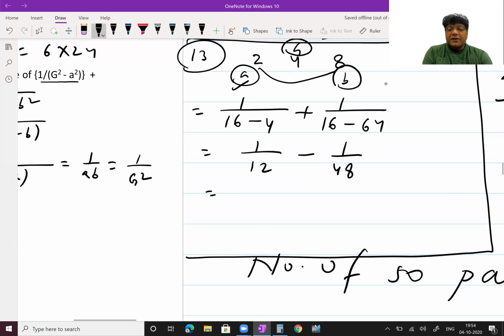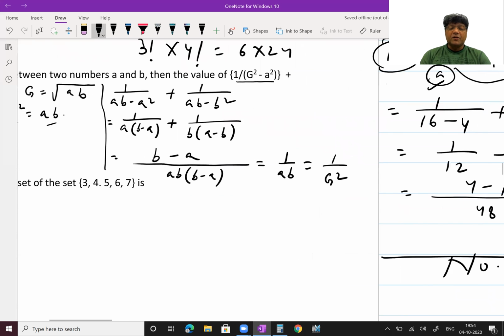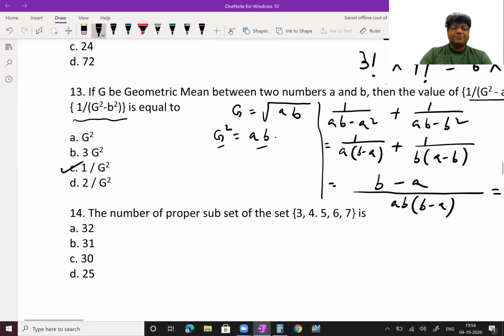If I take the LCM, it is coming 48. 12 4 ja, 48 1 ja, so it is coming 3 by 48. 3 by 48 means 1 by 16, that is 1 by 4 square. What is 4? 4 is the geometric mean G. That is 1 by G square. So you can think of it this way also.